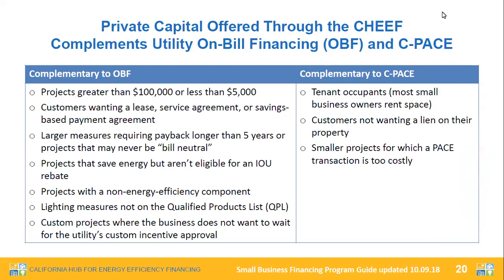However, we think that there are niches where our financing through the CHEEF is going to complement both OBF and commercial PACE. For example, most utilities still have a $100,000 per meter cap and require a 5-year payback, which means that OBF lends itself really well to lighting projects, but it's hard to do gas measures and it's hard to do expensive HVAC or large pieces of equipment and get that 5-year payback. So we think that's where CHEEF financing is going to play a good role. And on the commercial PACE side, tenant occupants are eligible for our program, but it just doesn't work for being a tenant and doing commercial PACE.